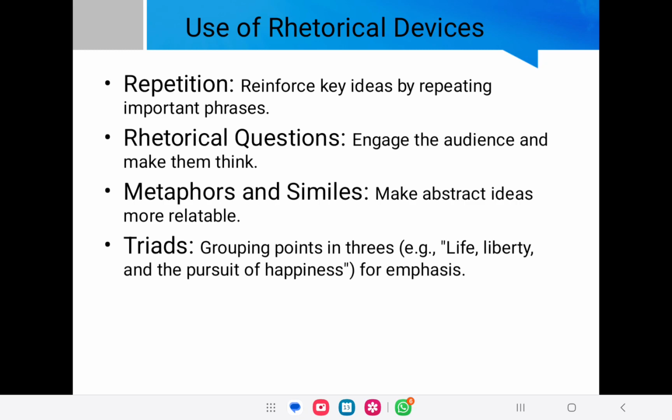So one was rhetorical questions, then repetition. Rhetorical questions engage the audience and make them think. Metaphors and similes make abstract ideas more relatable. Triads are also a very important kind of device, and they help make your speech very interesting. From the word tri, you can understand that this is about three. So grouping points in threes, like life, liberty, and the pursuit of happiness. For emphasis, you can use three points together, and this is a very common practice these days in all kinds of academic writing. So repetition, rhetorical questions, and triads can be used in speeches.